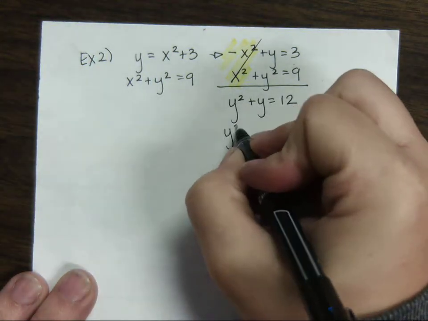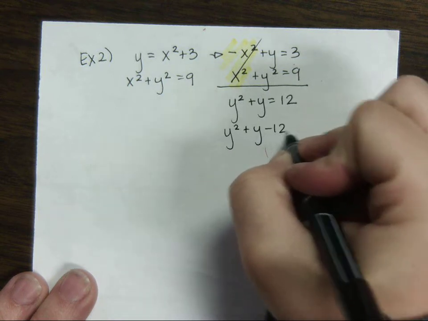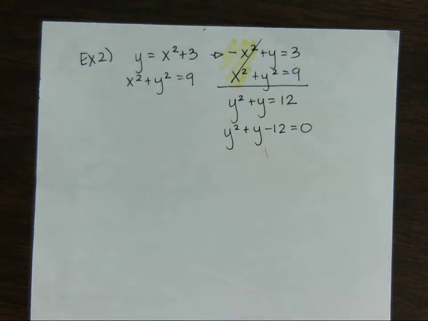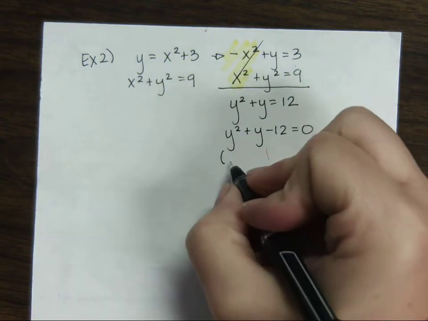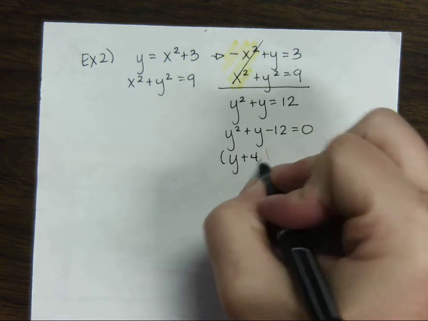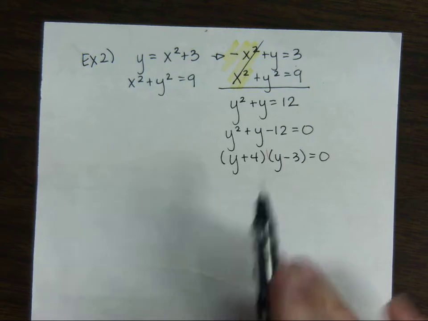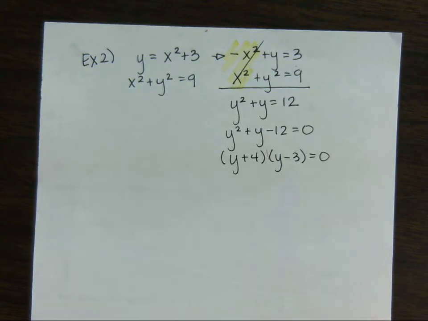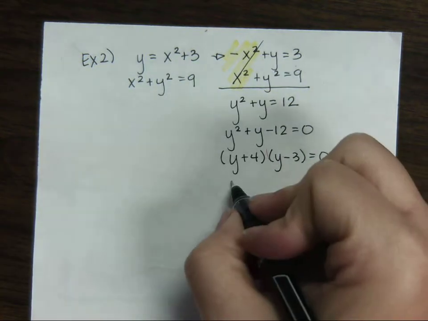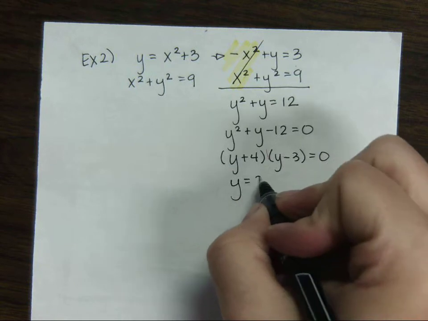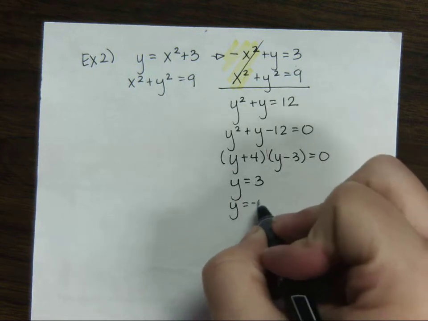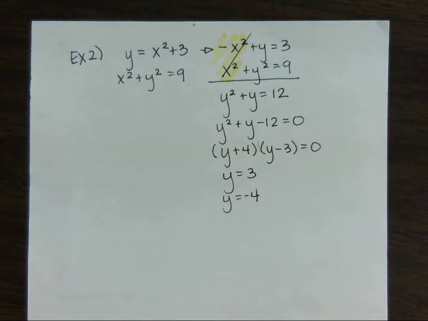And then I'm going to move that 12 over so that way I can factor. So when I factor, I need to use the positive 4 and negative 3 factors. So that way they multiply to be negative 12 and add up to be a positive 1. So in this case, either y equals 3 or y equals negative 4.